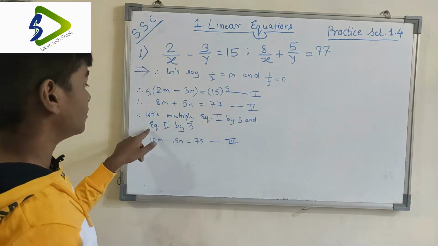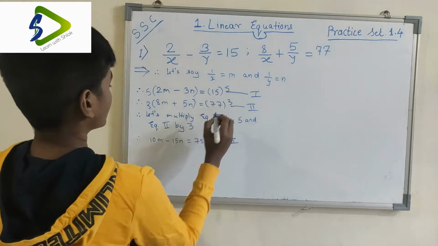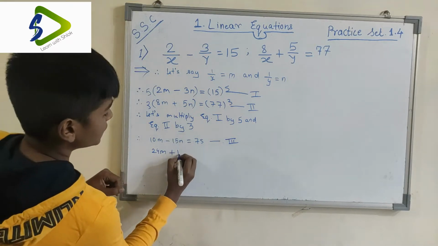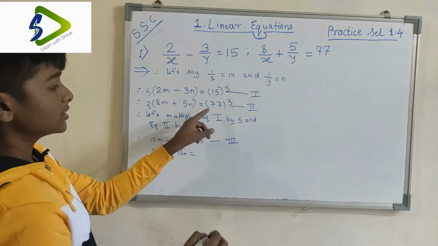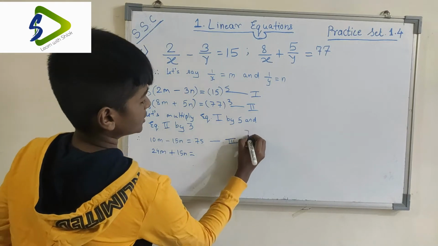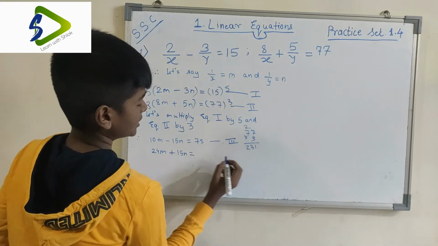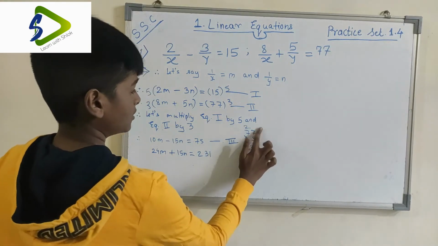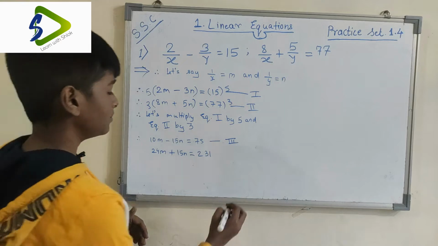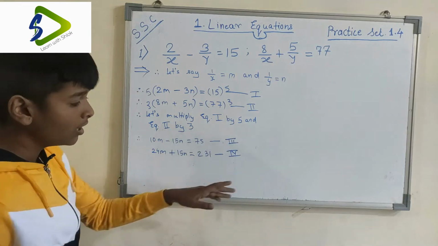Now we have to multiply equation 2 by 3. 3 eights are 24, so 24m plus 15n is equal to 77 times 3. Let's multiply 77 by 3. 7 threes are 21, 1 to carry over, 7 threes are 21 plus 2, and you get the answer 231. So equation 2 becomes 24m plus 15n is equal to 231. Let's consider this as the fourth equation, because this was the first, this was the second, this was the third, so this will be the fourth equation.